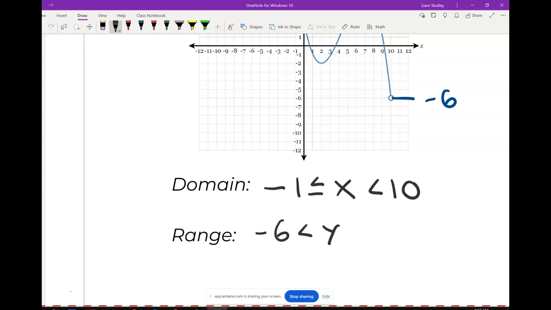Oop. I don't know why it's writing down there. Less than or equal to 10. That's supposed to be in line. I think that's a sign telling me to stop writing. Stop talking.